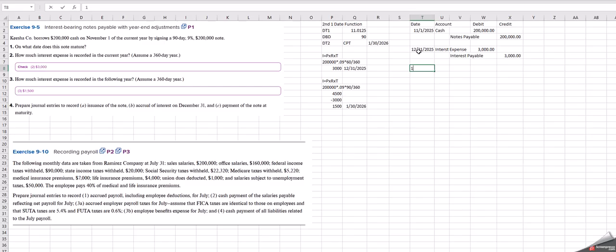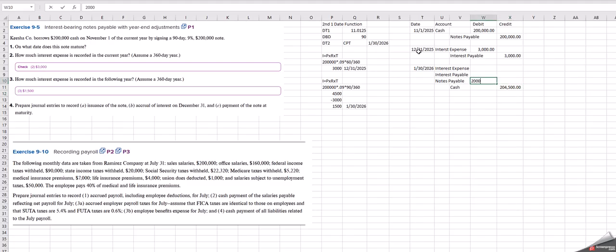Then when the note comes due and we do pay it, which again was on January 30th of 2026, we're going to debit interest expense. We're going to debit that interest payable, and we're going to debit the notes payable, and then we're going to credit cash. So the cash is going to be for the full amount, the $200,000 plus the $4,500 that we owe total in interest.